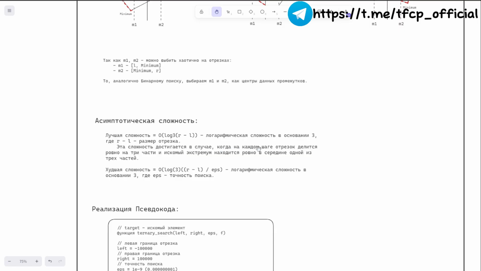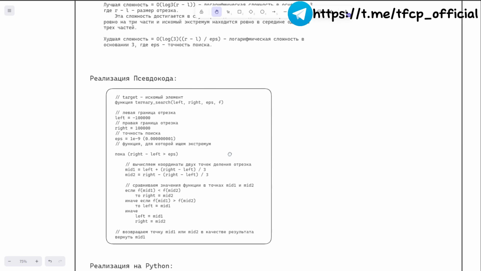in the case where the segment is divided into 3 parts, the extremum is located in the middle of one of the 3 parts. The worst case complexity is O of logarithm, R minus L, over epsilon, logarithmic complexity with base 3, where epsilon is the search precision.